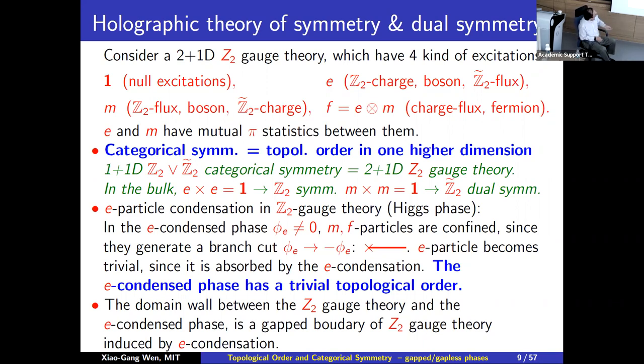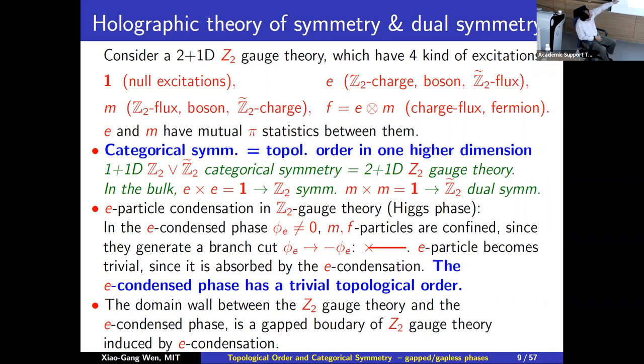So now let's consider a situation where this E particle condenses. The E particle can condense in the Z2 gauge theory, and that is the Higgs mechanism. The E particle is like a charged field, a bosonic charged field. When they condense, you get a Higgs phase. And in the Higgs phase, this bosonic field has a non-zero expectation value.